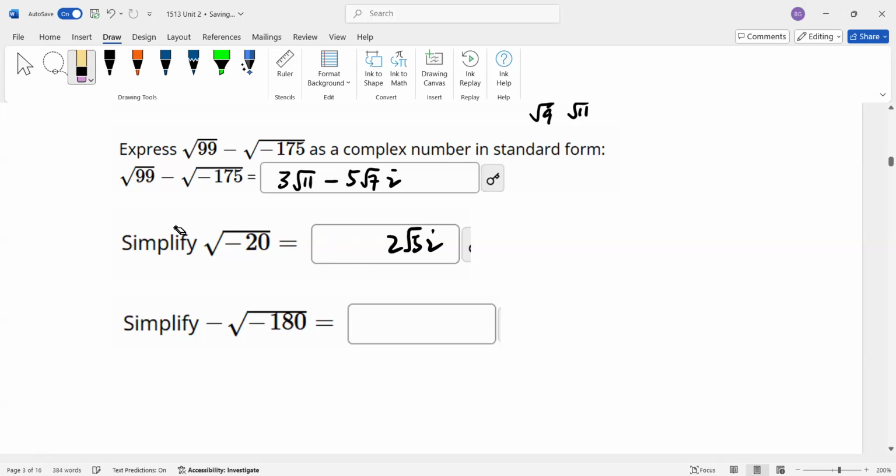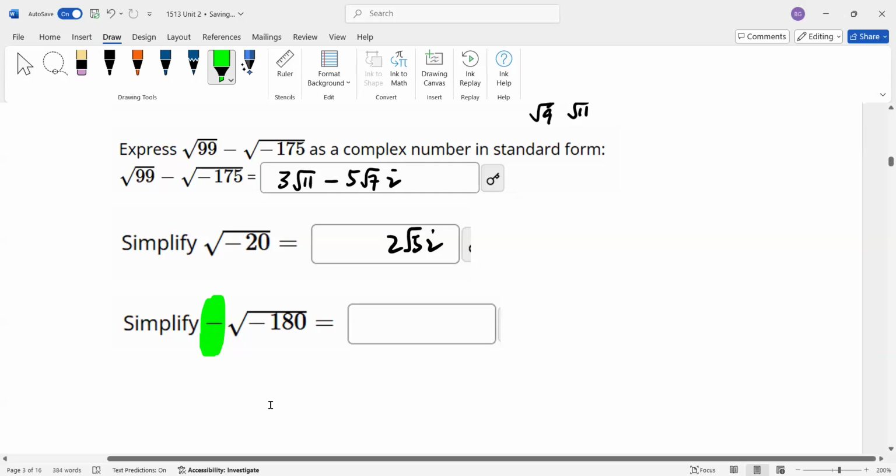Okay, next one. Simplify square root of negative 180. Try that. Don't forget there's a negative sign outside. Yeah, this is an important detail. There's a negative sign in front of the square root. Feel free to share once you're ready.